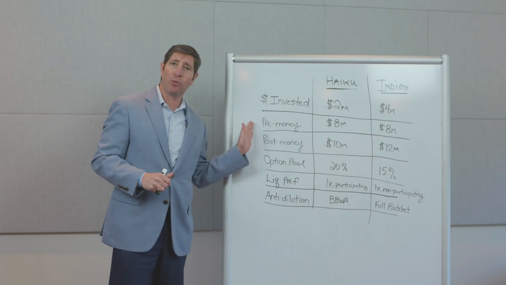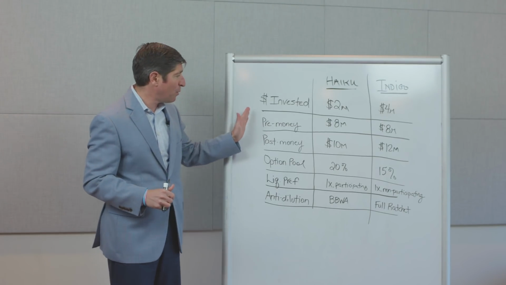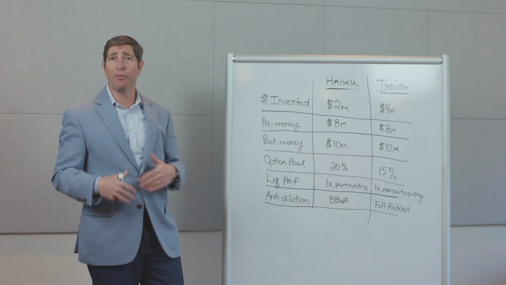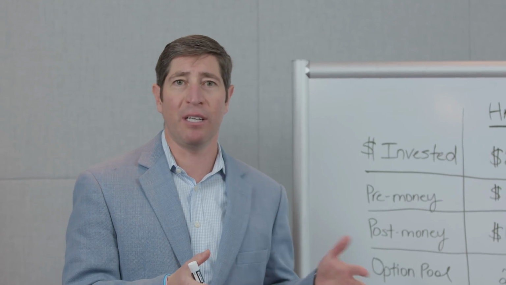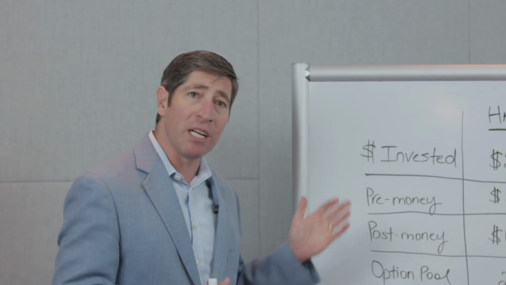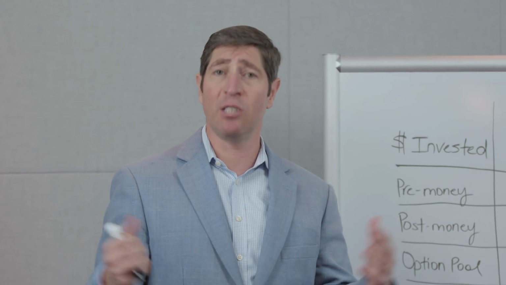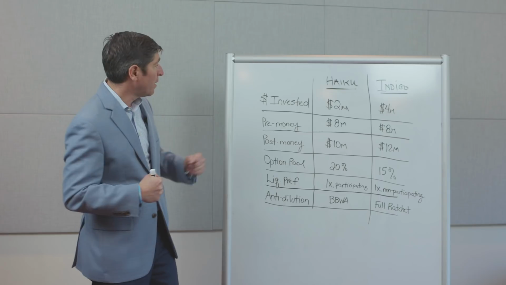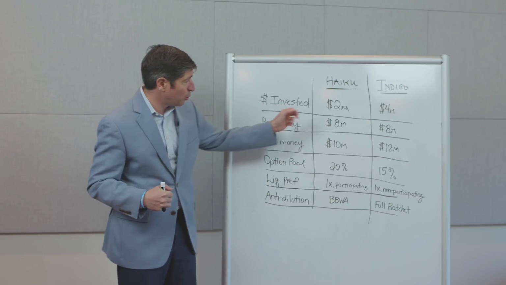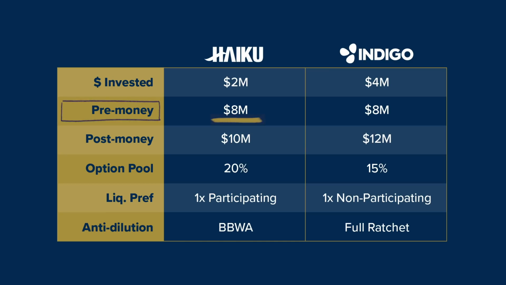Probably the most foundational piece of the term sheet is what we call the valuation, and you'll often hear venture capitalists use the terms pre-money or post-money. These are fancy terms that are incredibly simple in their operation. Pre-money means exactly what it sounds like: what is the company worth before we put in the money. In this case, Haiku is telling us that your firm is worth $8 million, and interestingly, Indigo believes the same. So both firms believe that today, before the money goes in, your firm is worth the same amount of money.